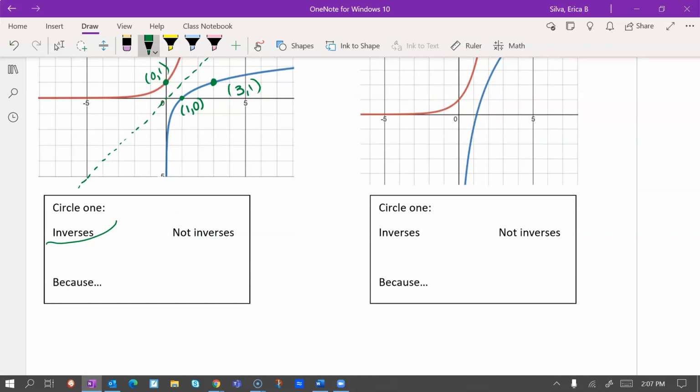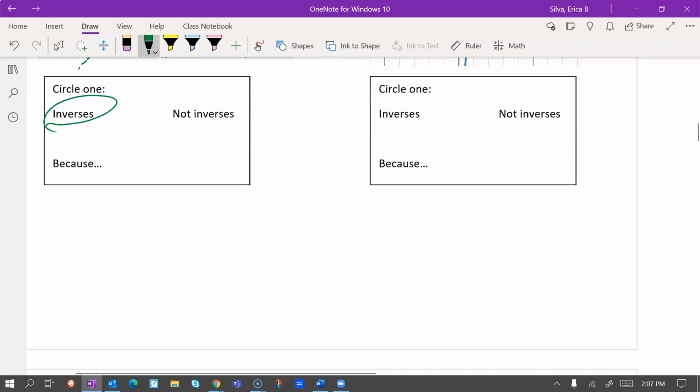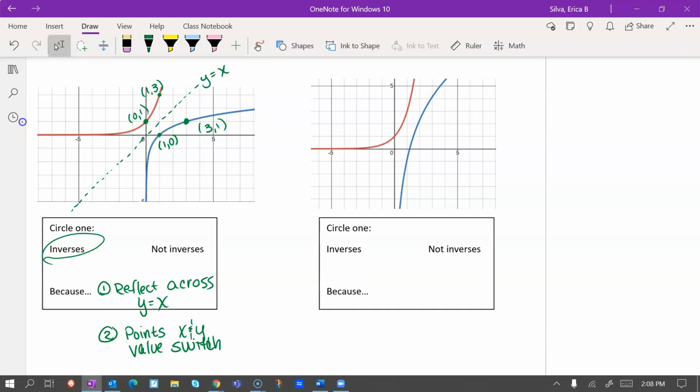So in this case, they are inverses because one way that you can say is that they reflect across y is equal to x. And the second way is that you can say the point x and y values switch. Look at the next graph.